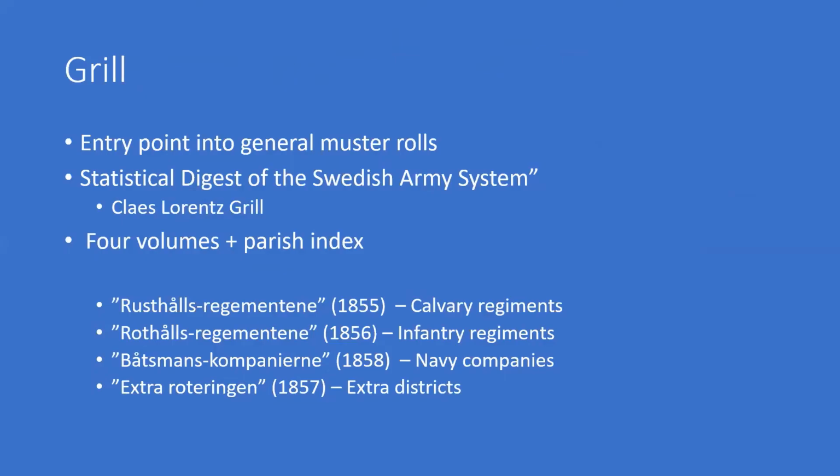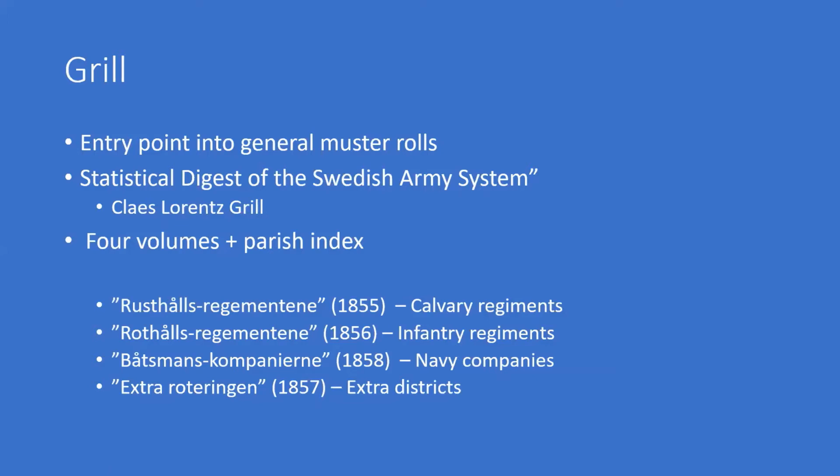So what we're going to use is a tool called the Grill. This is an entry point into the general muster rolls. It's really the statistical digest of the Swedish Army system. It consists of 4 printed volumes plus a parish index. ArkivDigital has scanned those volumes and they're now on ArkivDigital. For a long time, you would have to go to a library, and there weren't very many libraries in the US, maybe the Family History Library in Salt Lake City and a couple of universities that had those volumes. There was a CD a long time ago, but now we have these volumes scanned on ArkivDigital.